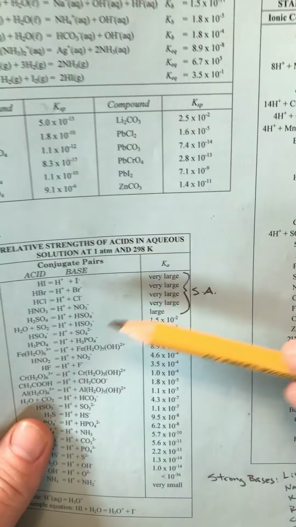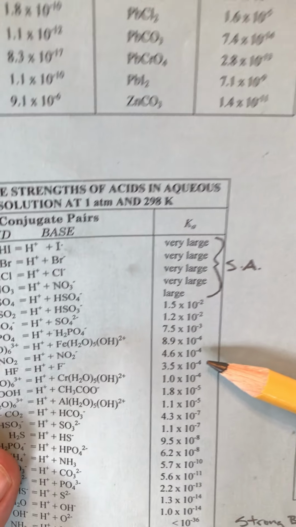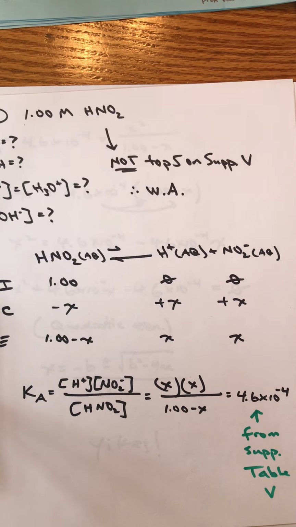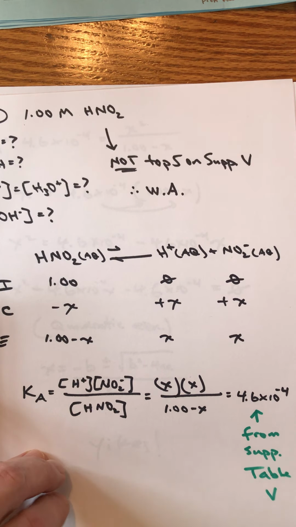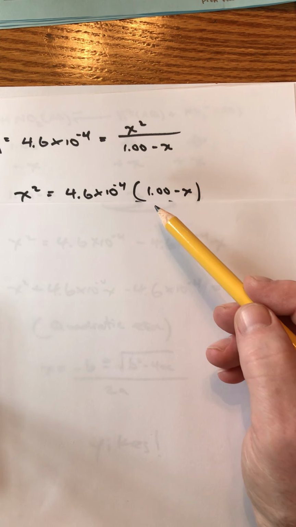And HNO2 is 4.6 times 10 to the minus 4. Okay, well, I've got some algebra there. I could say 4.6 times 10 to the minus 4 is x times x over 1 minus x. That's x squared over 1 minus x. Cross multiply. You can say x squared is 4.6 times 1 minus x.